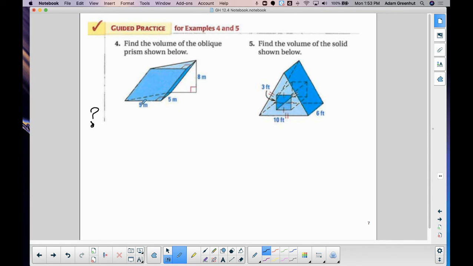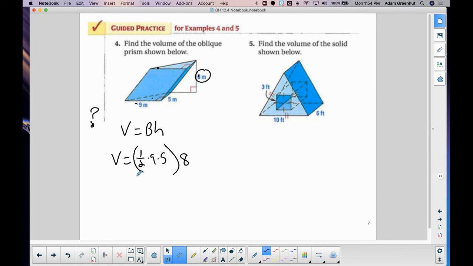Well, it looks like the prism has a right triangular base. So I'm going to do area of the base times the height. The area of the base would just be half times 9 times 5, the area of a right triangle. And the height, well, since it's oblique, meaning it's slanted over, the height is just the perpendicular distance between the bases. That's just 8. They gave it to us. Don't get confused just because they made it oblique. It's still just the perpendicular distance between the bases that makes up the height.